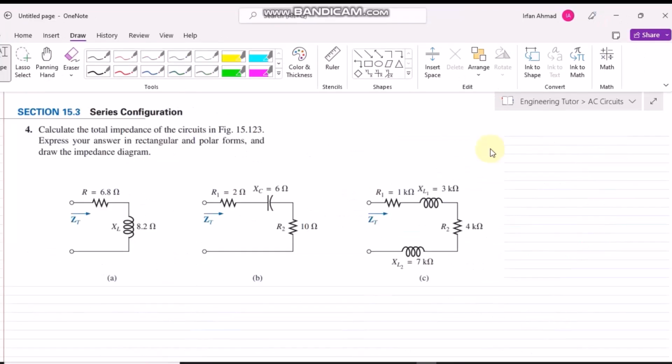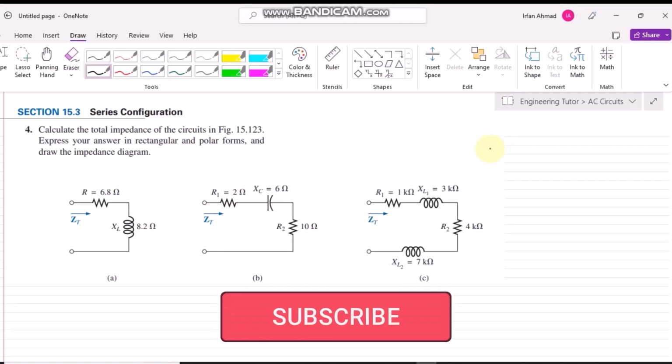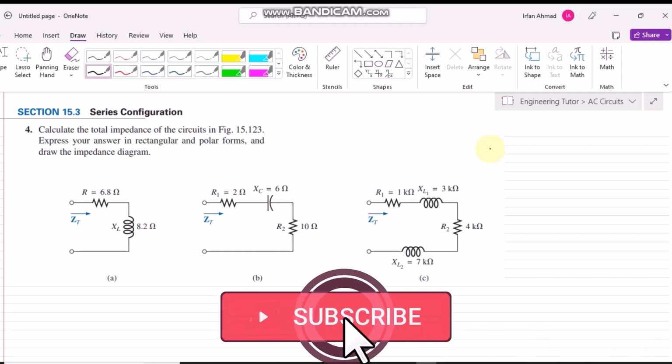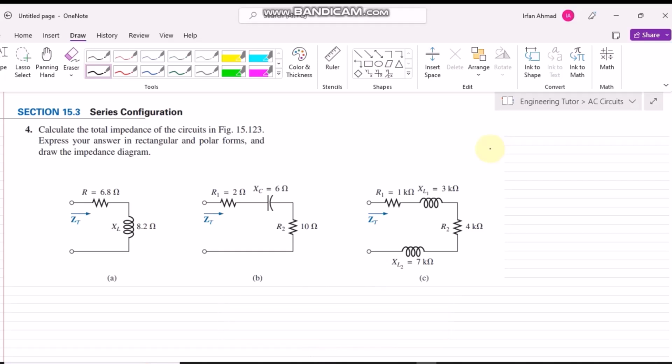Thank you so much. Hello guys, so this is problem number 4 in our book, and today we are going to calculate the total impedance of the circuits in figure 15.123. This is basically the figure where the sub-figures are A, B and C, and here we have to express our answers in rectangular and polar forms and draw the impedance diagram.